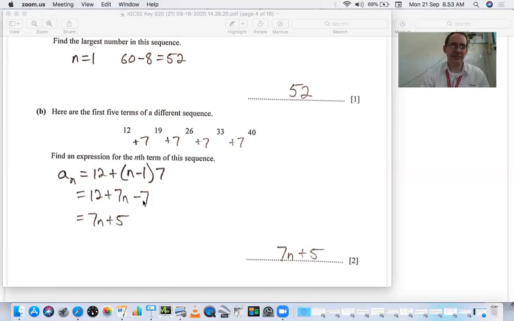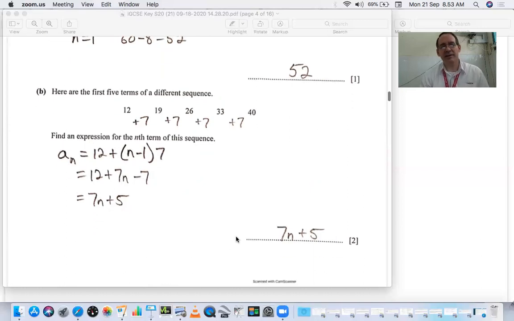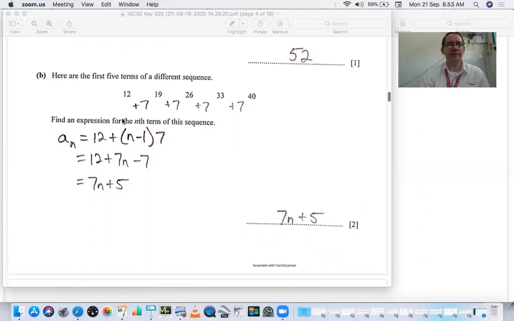Distribute that, you get 7n minus 7. 12 minus 7 is 5. So you get a_n equals 7n plus 5 for your expression for the nth term.